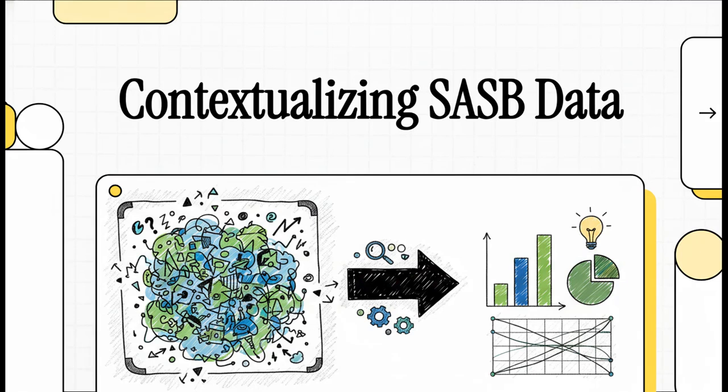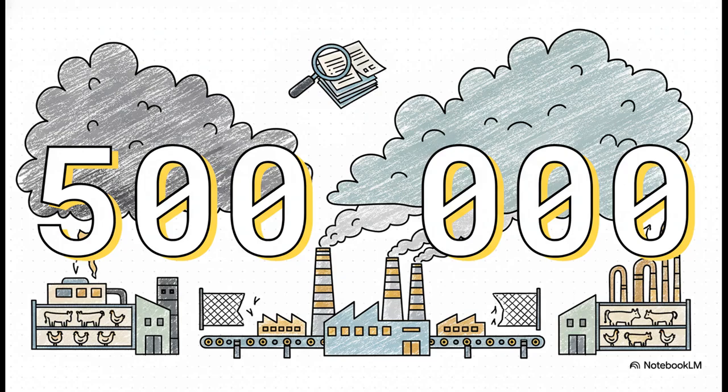We're actually going to skip the usual agenda today because I want to jump straight into a really fascinating sustainability data mystery, contextualizing SASB data. Let's figure out how we take raw, chaotic numbers and transform them into clear, actionable intelligence. Okay, let's just dive right in.